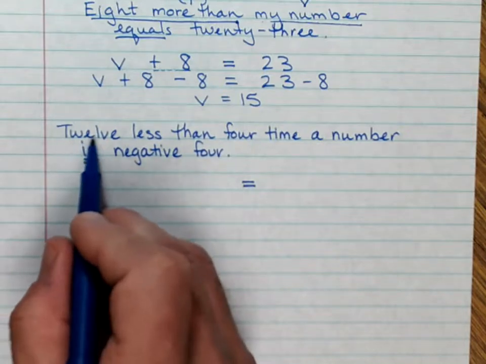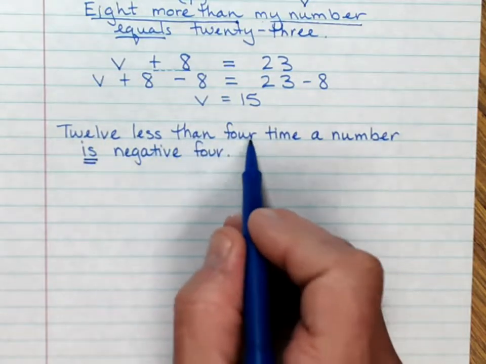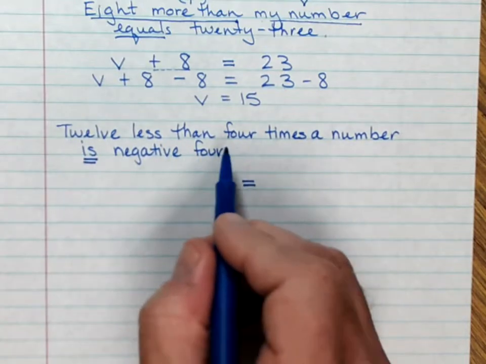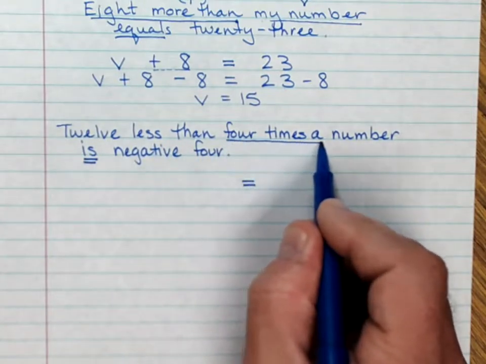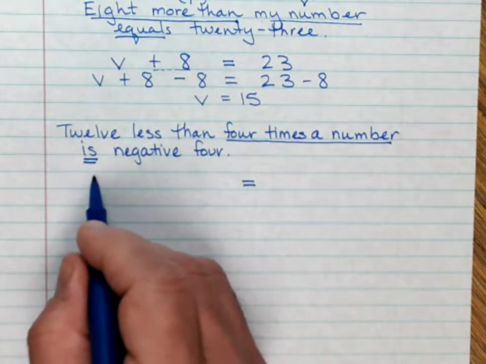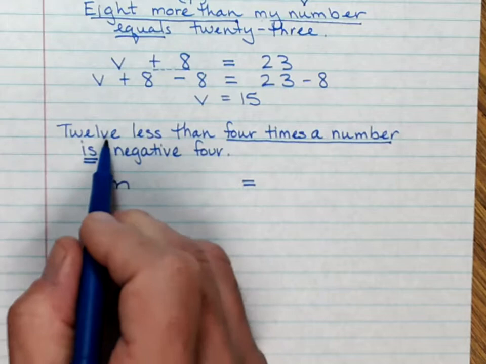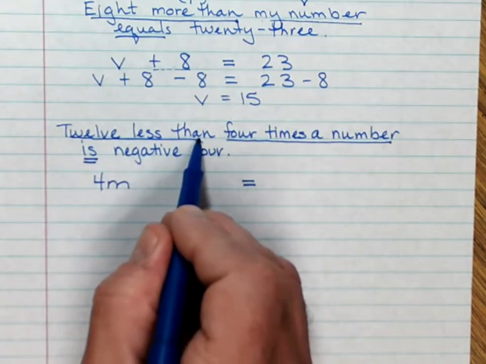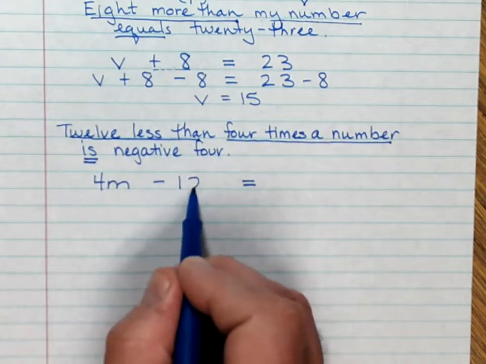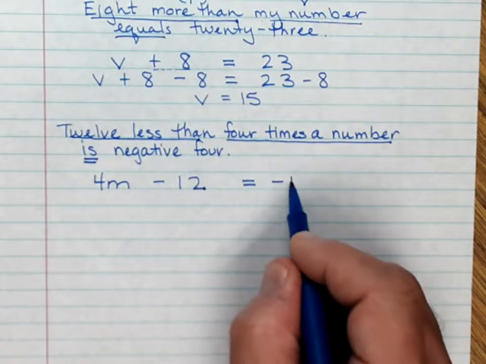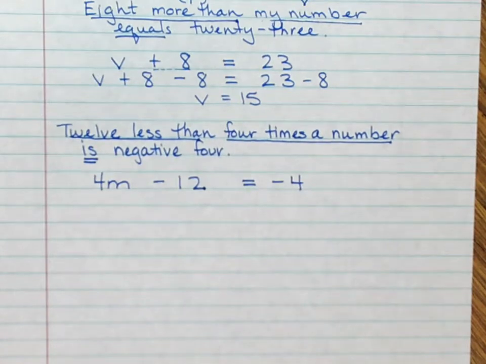Now what we have is 12 less than 4 times a number. And that number can be anything. So I have 4 times a number. So that's going to be 4m. And then it's 12 less than that. So that's going to be minus 12. Is equals. And then we have negative 4. And now we have a two-step equation.